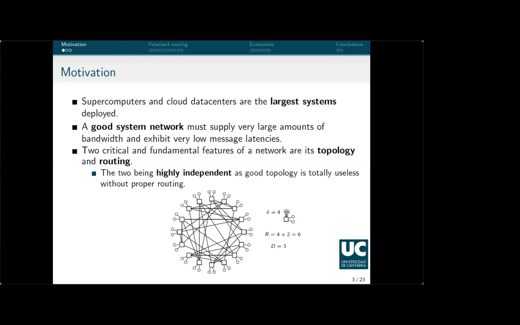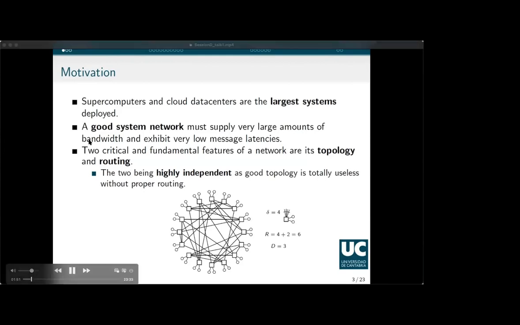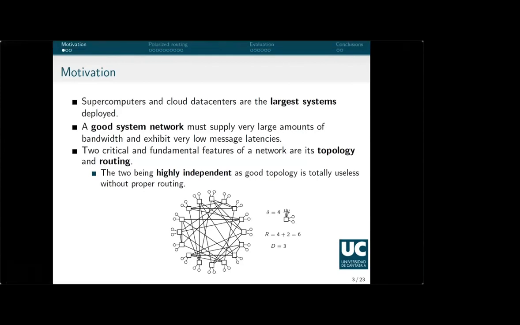Nevertheless, it is necessary to include a routing mechanism able to exploit the topology to effectively provide the application with high bandwidth and low latency. In the figure, we can observe a random regular graph of 16 routers, shown as square boxes. Each router is connected to 4 other routers. This topology is a 4-regular random graph. Each router has a couple of servers attached. Thus, this tiny example has routers of radix 6.